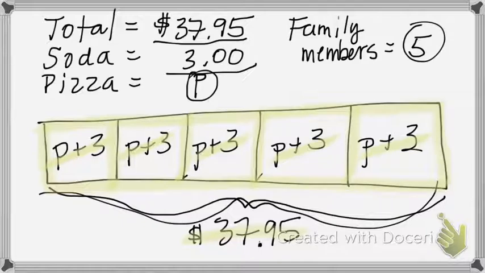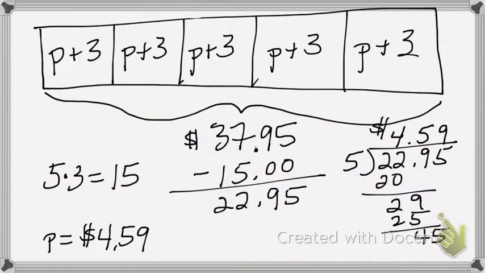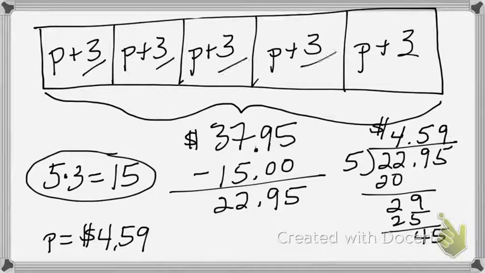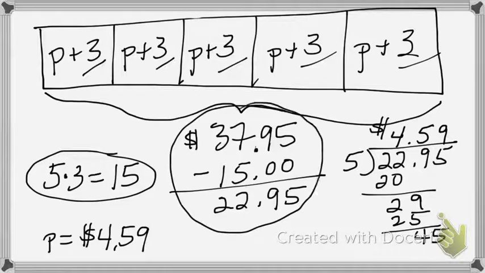So anyway, we have all that. I laid that out, and next, of course, I'm first going to figure out what all the soda cost. That's 5 times 3, because I have five threes right there. That equals 15. I take that away from my total, which leaves me with $22.95, and I know that's the total cost of pizza.